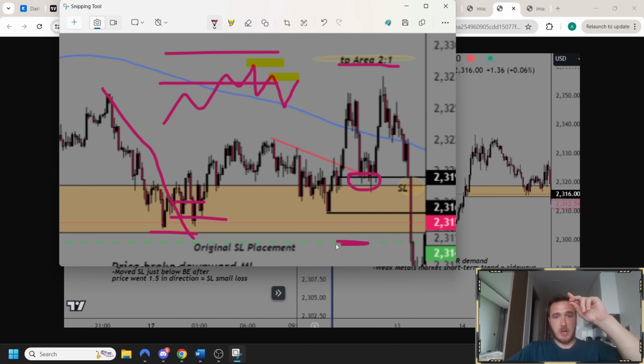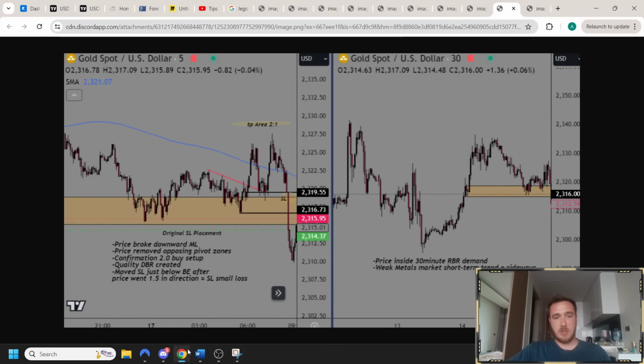I had my original stop down here as a structure-based stop because of down here to the left. Price went up, looked like it went 1.75 to 1, and then it reversed. But I got stopped out here because I moved my stop up just below break even at that point, okay? That's how I'm managing the trade, and that is the confirmation 2.0 setup.